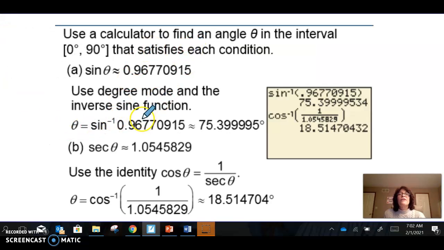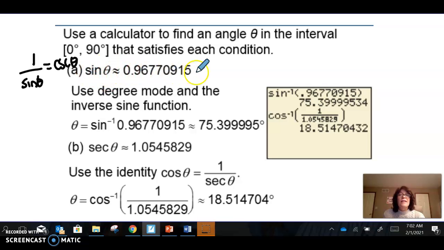So use a calculator to find an angle theta in the interval 0 to 90 that satisfies each condition. We want to know the sine of what angle is about this. I'm trying to find my angle, okay? This is when we use sine inverse. Sometimes people get that confused with 1 over sine. 1 over sine is cosecant. We have to actually type in 1 over sine. Sine inverse is the inverse function of sine, so it will find the angle.